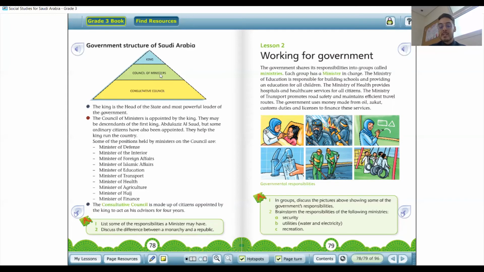But remember, minister is a person and the ministry is like a place or an organization. And then the consultative council is basically made up of either citizens or people that are family or descendants of the king, that will help the king and serve as advisors to the king. So those are basically government structures.